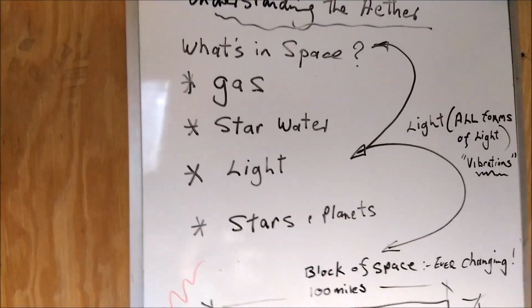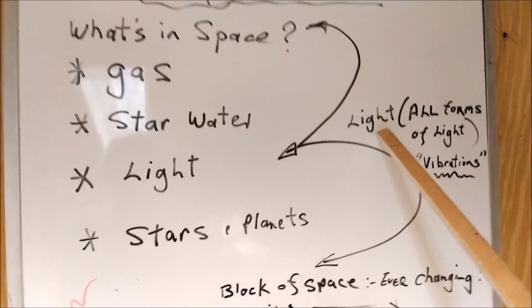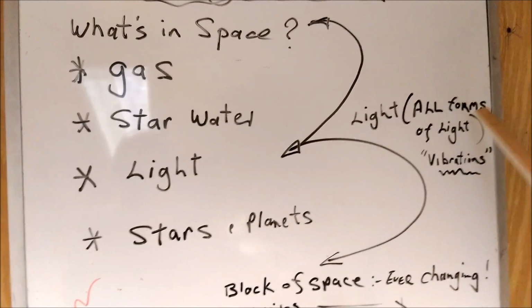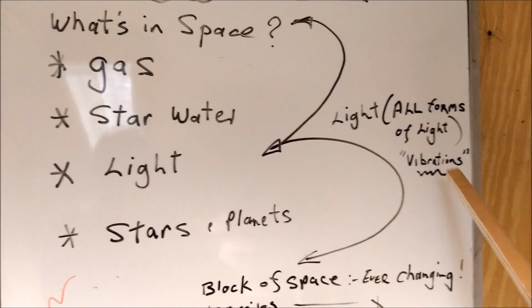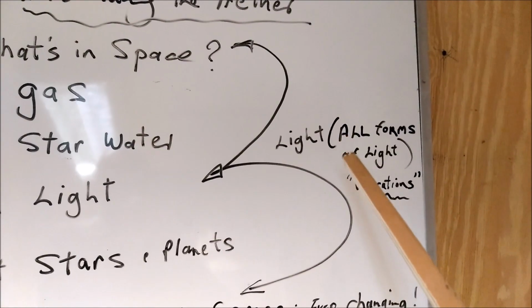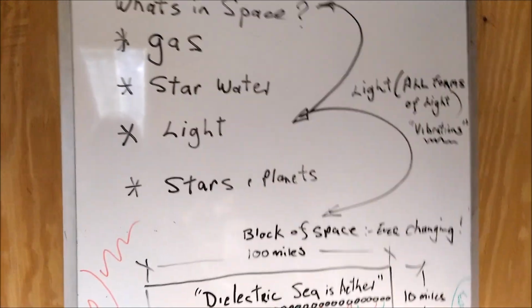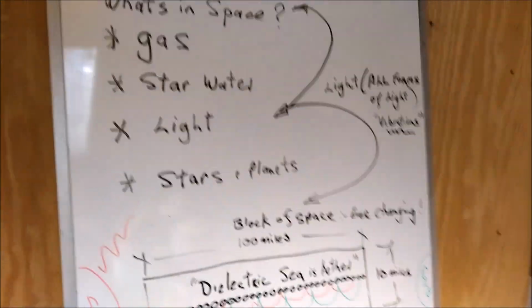But I think what it boils down to at the end of the day is that everything is light, and it's all forms of light, vibrations. So I think Nikola Tesla was right. Everything is light. It's a bit hard to get your head round that everything's light, but I'll have a go at it.